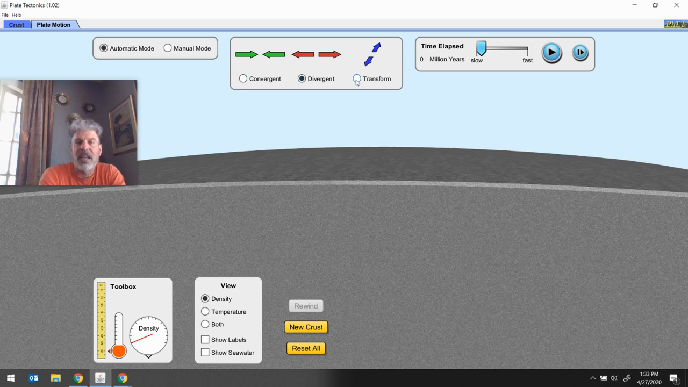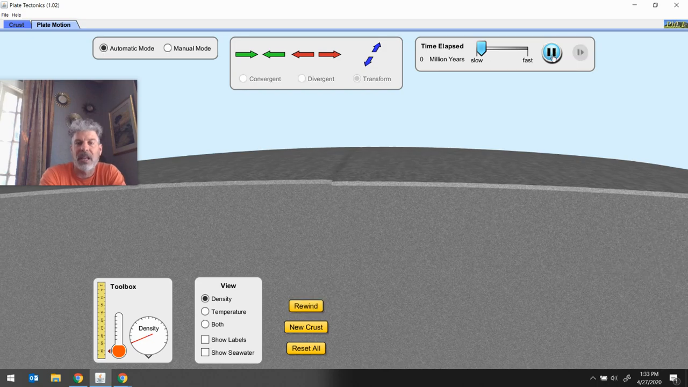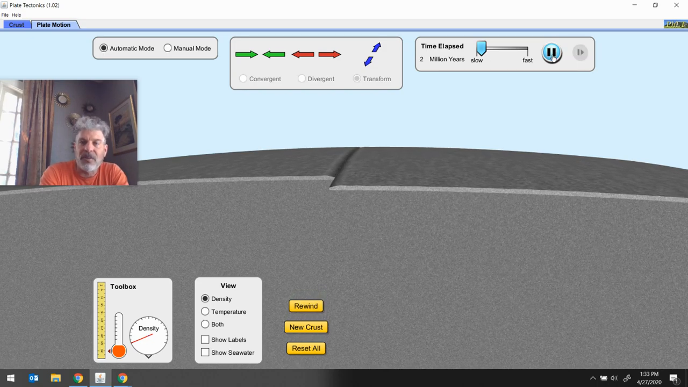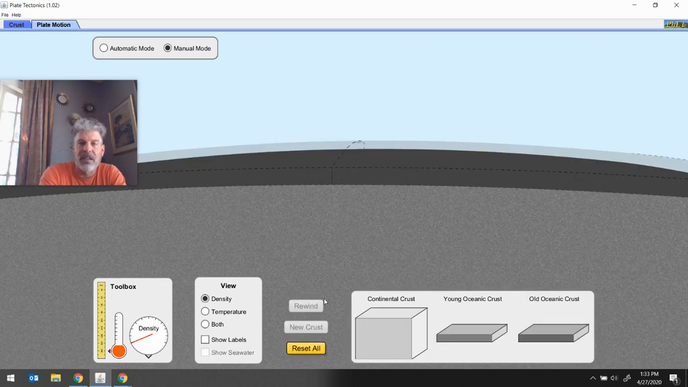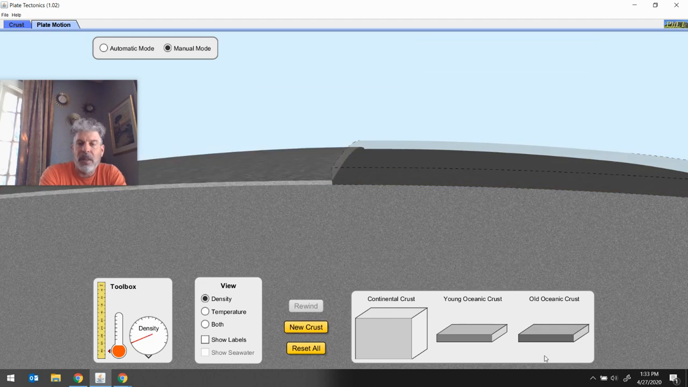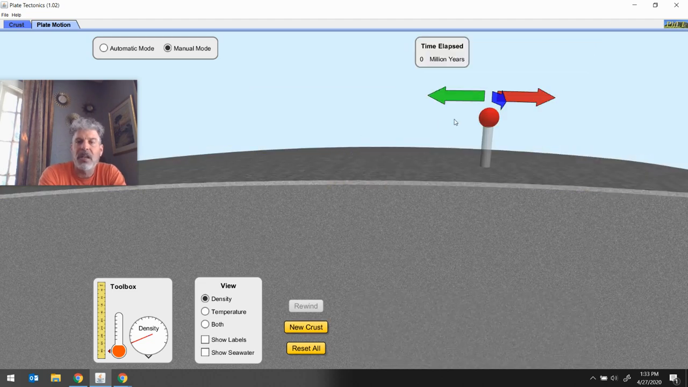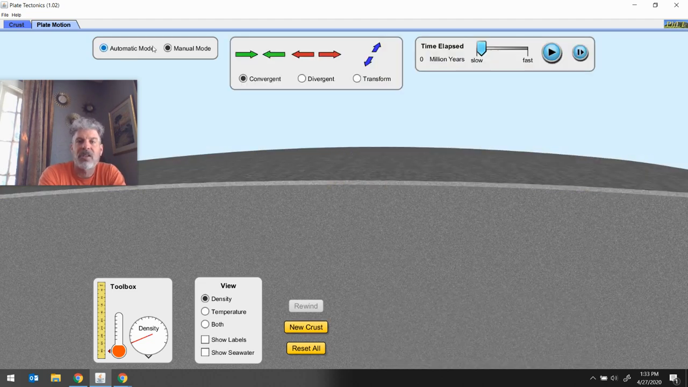Just for kicks, let's see what transform looks like. All right, let's stop that. Let's see what convergent looks like. I guess I've got to reset. Okay, so let's see what the convergent looks like. This stuff actually comes up in our next chapter, so next week we'll be getting into this with convergent.